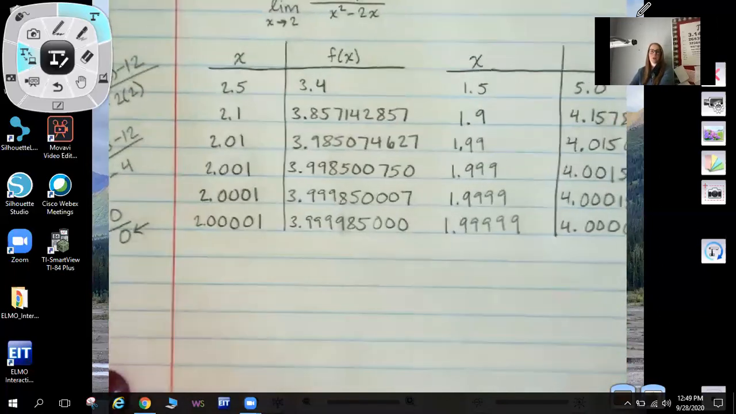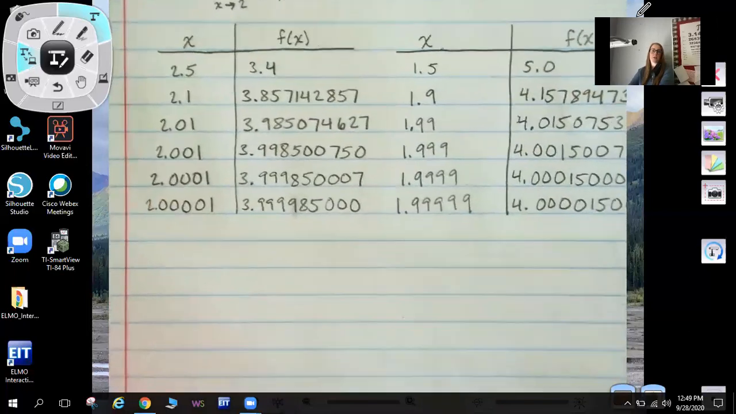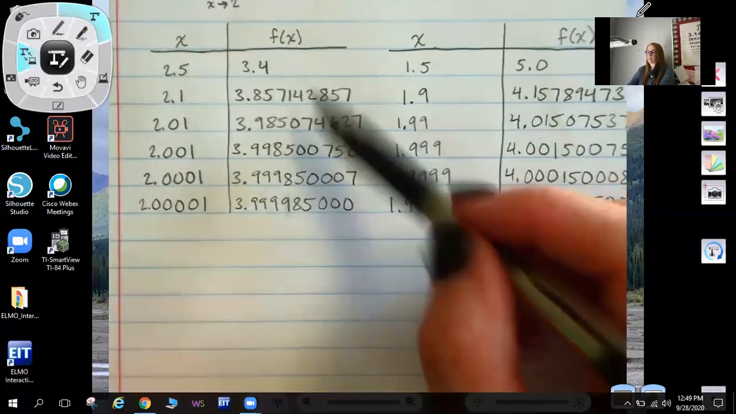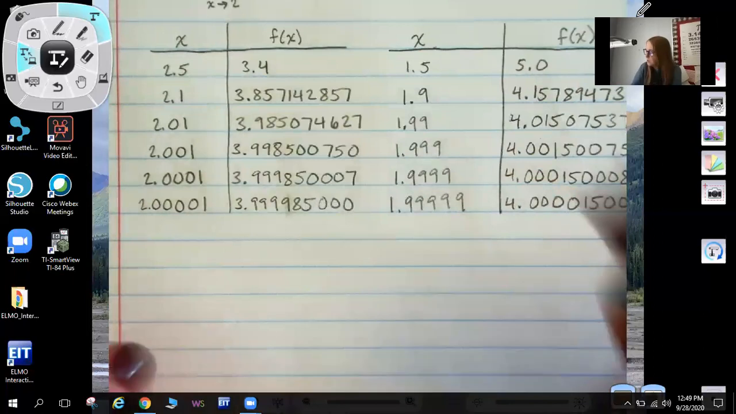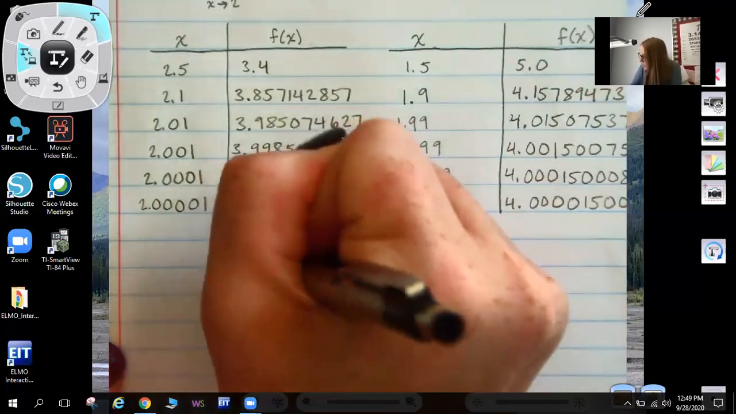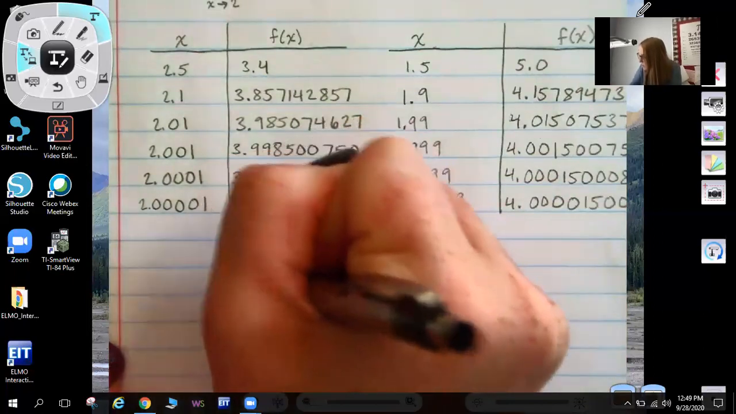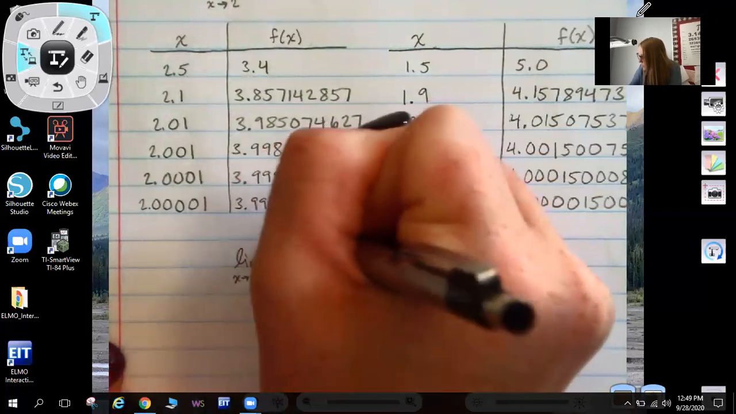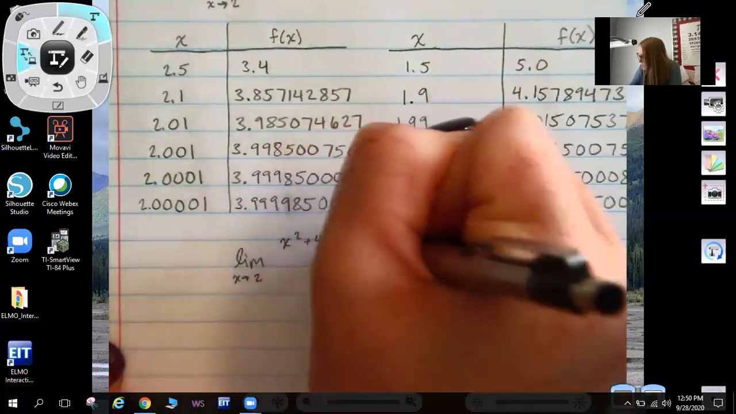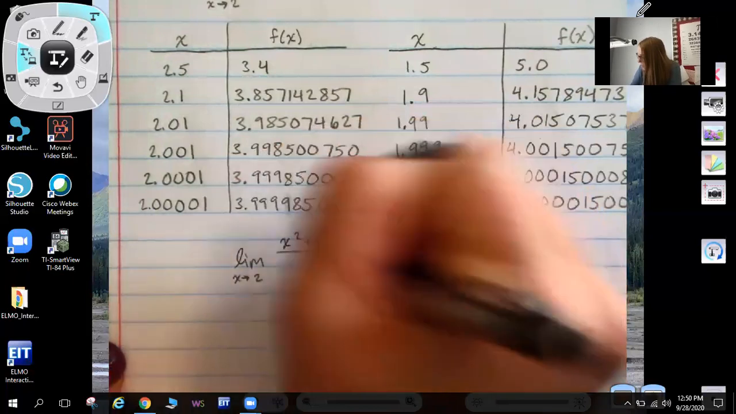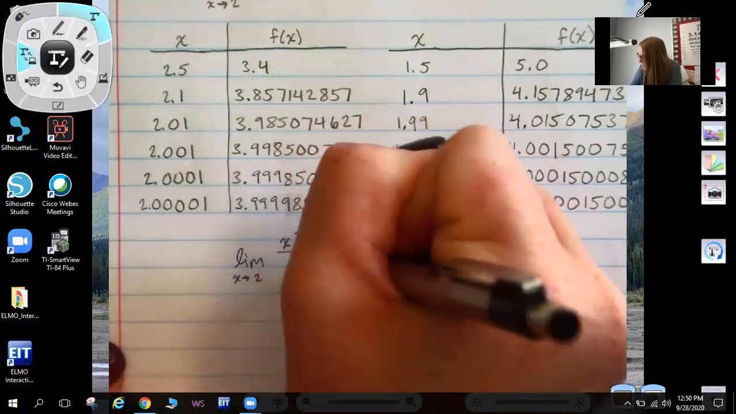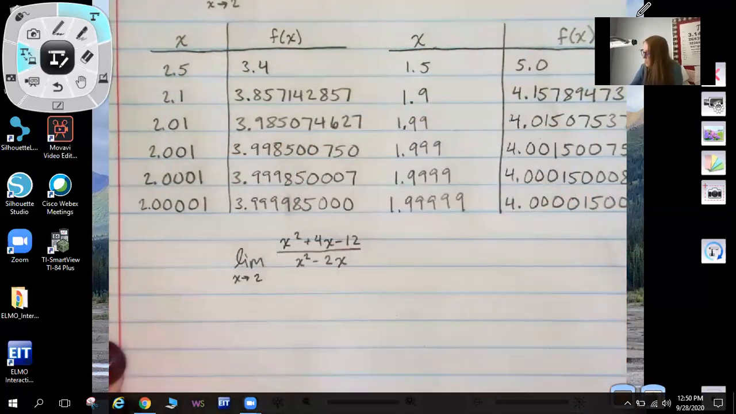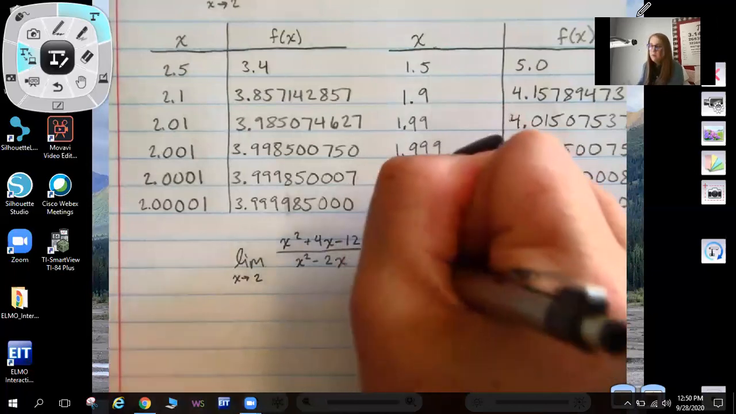Okay, and so our chart tells us that as we get closer and closer to 2, the function value is getting closer and closer to 4. So we can say the limit as x approaches 2 of x squared plus 4x minus 12 over x squared minus 2x equals 4.